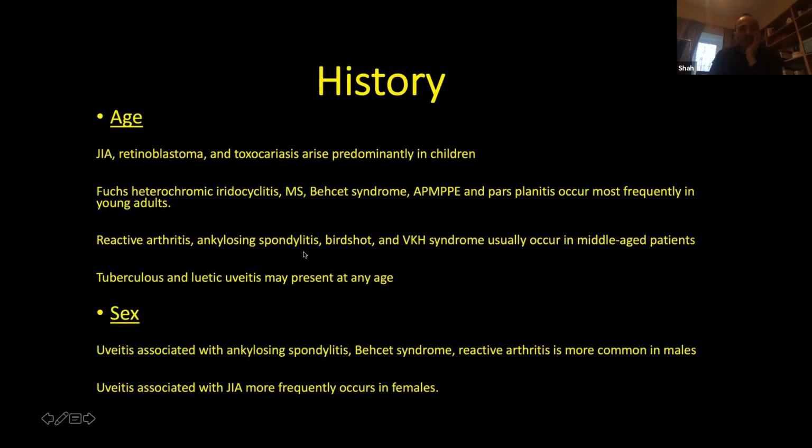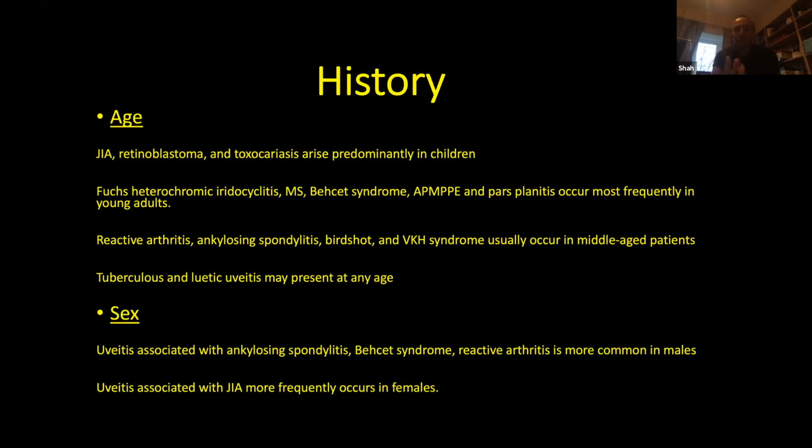And then we're going through the history. Age is pretty important. Juvenile idiopathic arthritis, toxocara, retinoblastoma, things like that are obviously seen a lot more commonly in children. Conditions such as Fuchs heterochromic iridocyclitis, inflammation associated with MS, Behçet syndrome, pars planitis, AMPPE, all these things are seen more in young adults. Ankylosing spondylitis, Harada, birdshot, again, more in middle-aged patients. And TB and syphilitic uveitis can happen at any age.